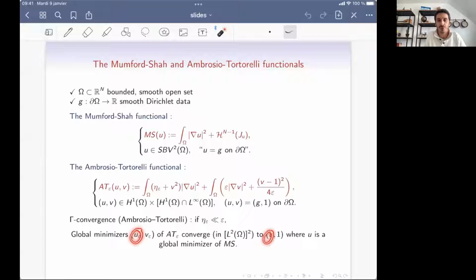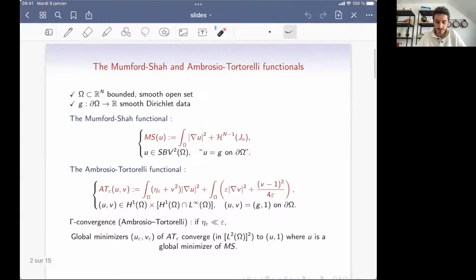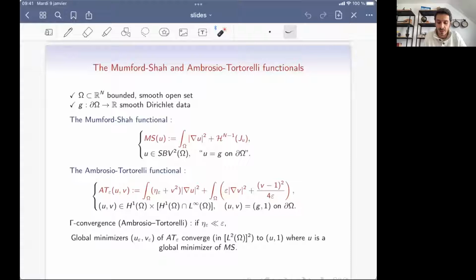Okay, so these are very standard facts about Ambrosio-Tortorelli, and I think, maybe I'm wrong, but I think many of you already know it by heart. So next, let me still keep this slide. This new functional is more pleasant in the sense that instead of working in a space with discontinuities, which are, by the way, unknowns of the problem, you work on a functional space.